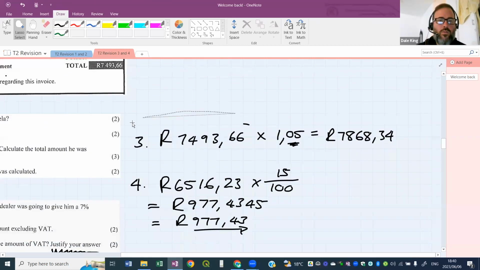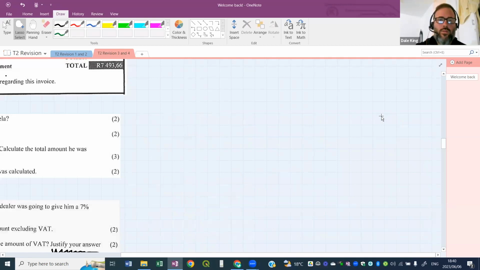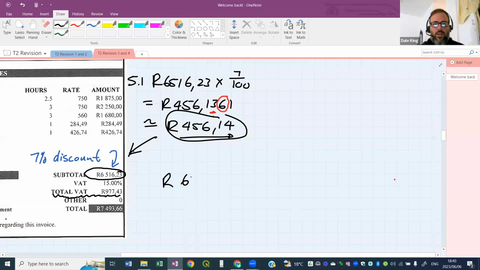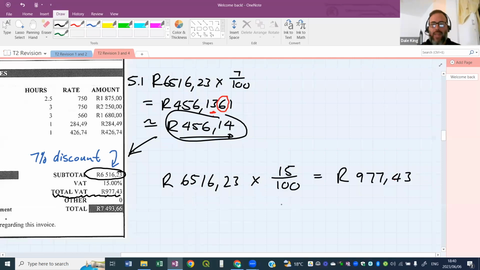I'm going to remove all of this. Yeah, the VAT inclusive will change. Why? Well, let's take the normal calculation. 6516.23, and we're going to calculate VAT, which is over 100. And this would give us, we've done it before. This is why they asked this question. They said, show how this is calculated. So that's how it's calculated, right? That's how to work out the VAT on the subtotal.